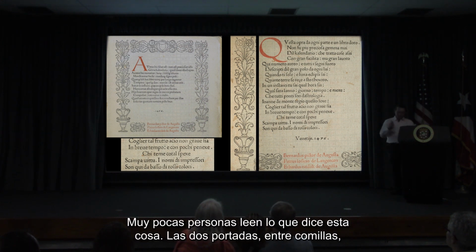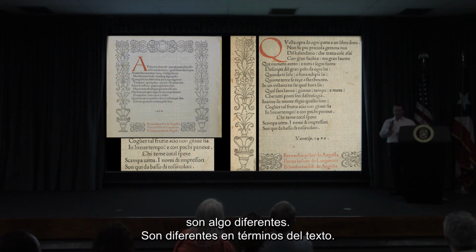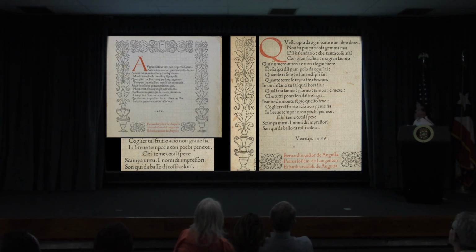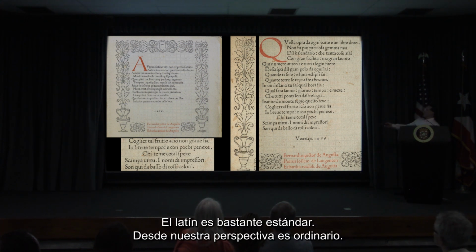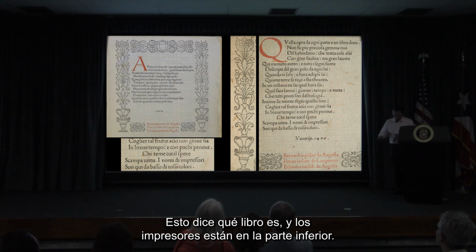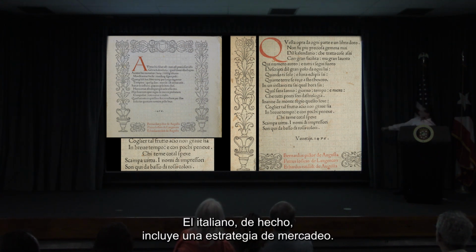Very few people ever read what this thing says. The two quote-unquote title pages are somewhat different, not somewhat, they are different in terms of text. The Latin one is pretty standard fare from our perspective, unremarkable. It's just, okay, so this is what it is, and the printers are at the bottom. The Italian, in fact, includes what is a marketing device.